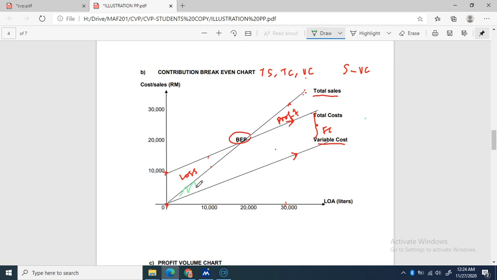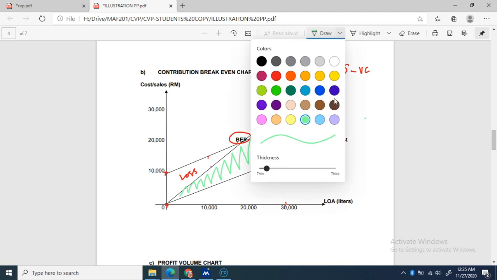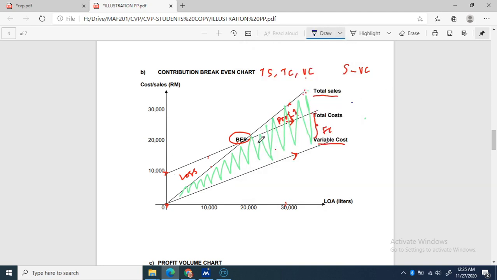This is the area of contribution, between total sales and variable cost. So this is the contribution area. Under the contribution break-even chart, we have to show the contribution area. This emphasizes the contribution margin, to determine directly the contribution margin, that means sales minus variable cost in RM at any sales volume.